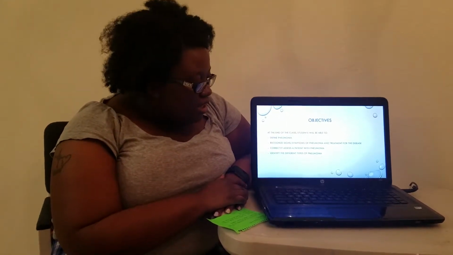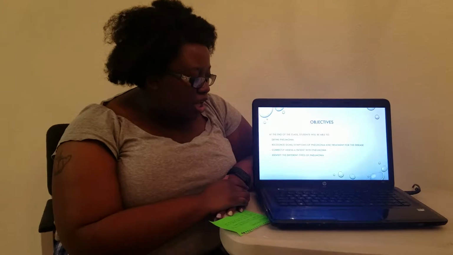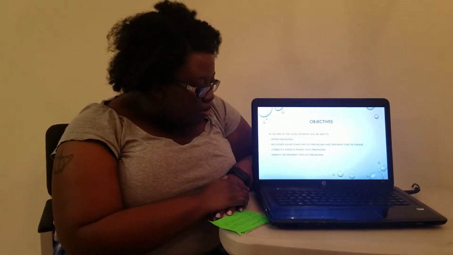So the objectives that I want you to leave here today in the class is that you'll be able to define pneumonia, tell me the signs and symptoms of pneumonia, the diagnosis, and the treatment. Also, when you go into the hospitals and the different facilities, you'll be able to correctly assess your patient for whether or not they have pneumonia, and also identify the different types of pneumonia, which we will briefly talk about. What is pneumonia?